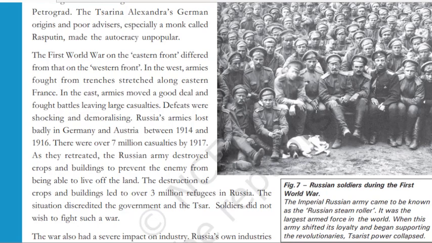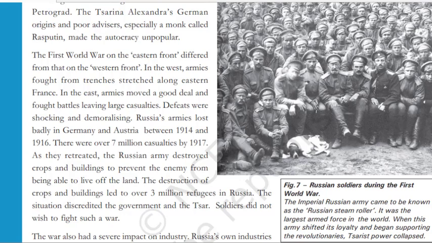The First World War on the Eastern Front differed from that on the Western Front. In the West, armies fought from trenches stretched along eastern France. In the East, armies moved a good deal and fought battles leaving large casualties. Defeats were shocking and demoralizing. Russia's armies lost badly in Germany and Austria between 1914 and 1916. There were over 7 million casualties by 1917.